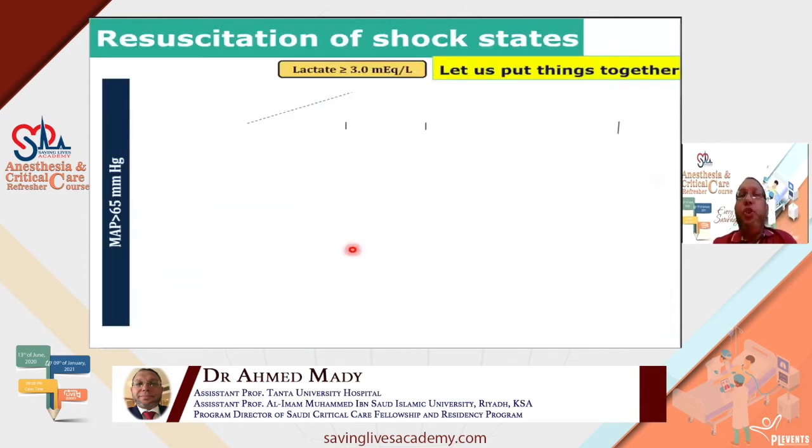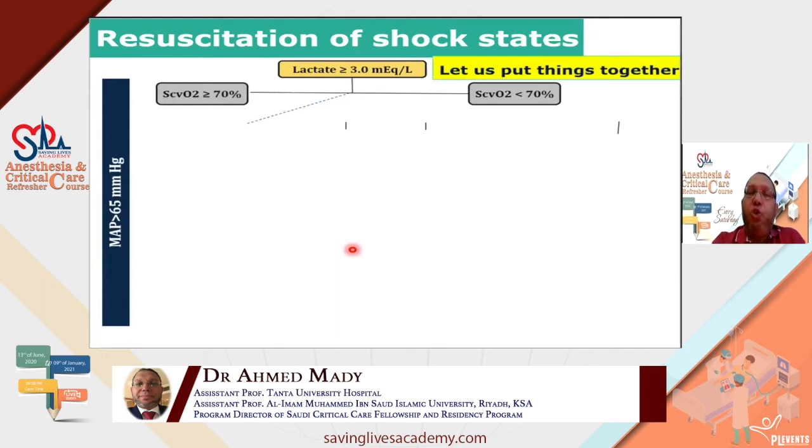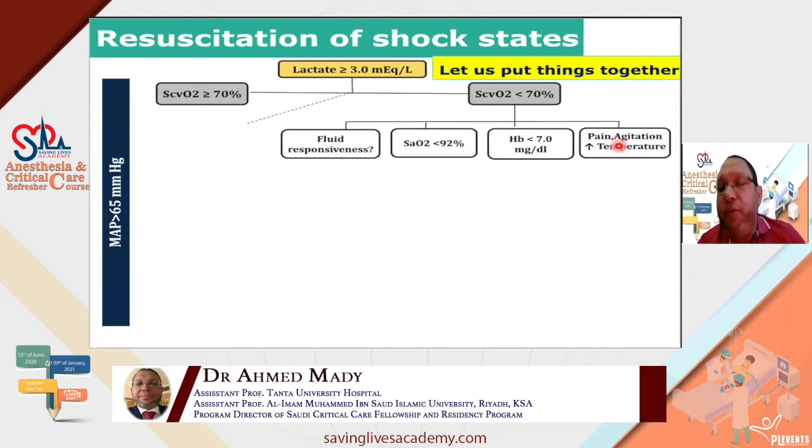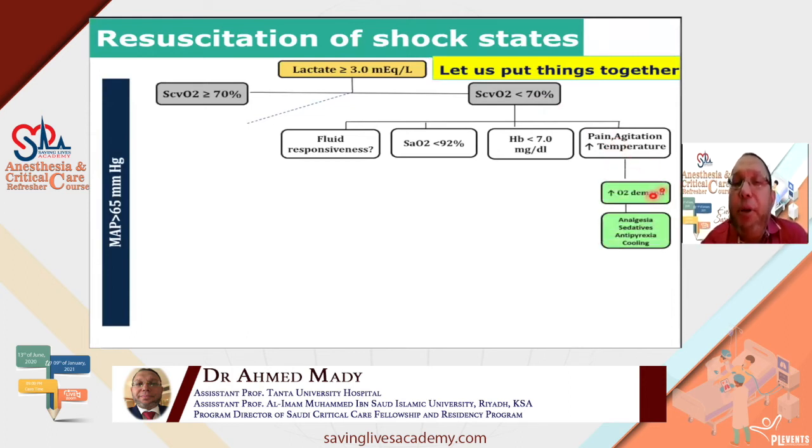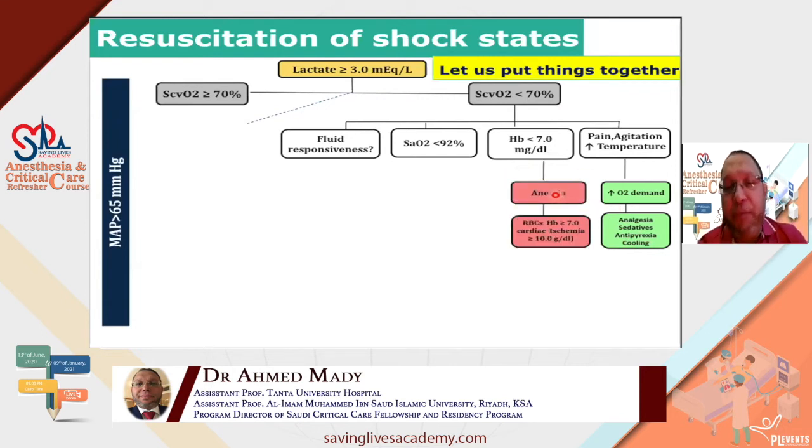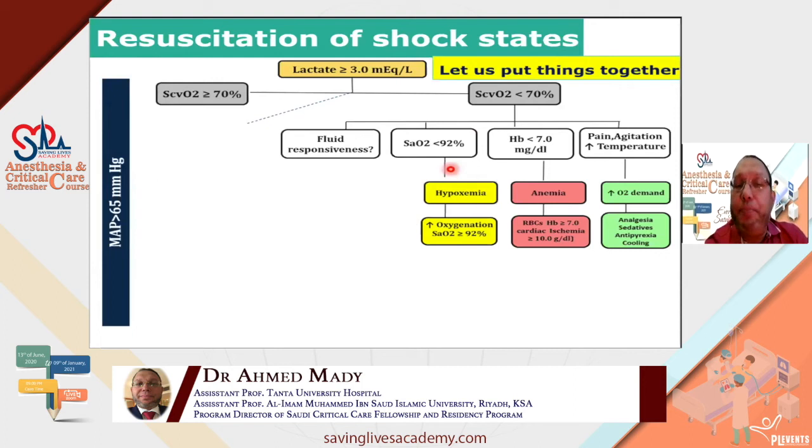Again, another flowchart. Let us put everything together. If you have a patient with high lactate, just take a look at the central venous oxygen saturation. If you find it less than 70, one of the four, if you remember the equation, either we have a problem with increased oxygen demand, like pain or temperature, so this patient needs analgesia or antibiotics. If your patient has low hemoglobin, try to correct it. 7 is enough, unless your patient has acute bleeding or ischemic heart disease, then you need to go higher, to 9. If the patient has low oxygen saturation, this is the cause of the low central venous oxygen saturation, so just increase your FiO2 to increase oxygen delivery.